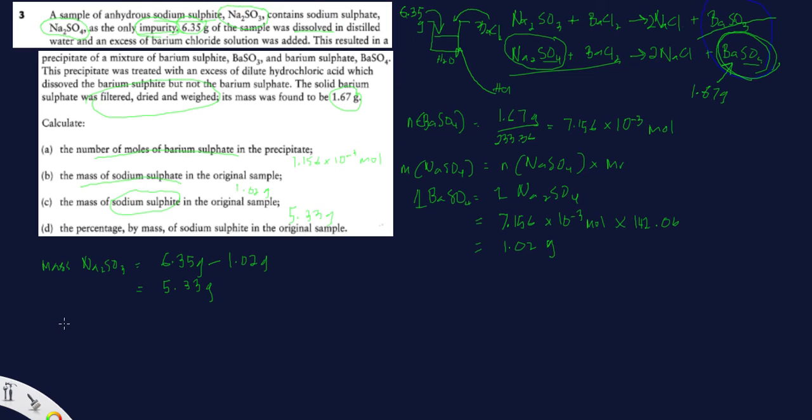And the last bit, the percentage by mass. We'll use both of the previous answers: 5.33 grams divided by 6.35. The percentage by mass is done by the mass of the substance we are calculating over the overall sample, because they say it's the original sample, and you multiply it by 100. In this case, that gives us 84%. So that's the final answer.